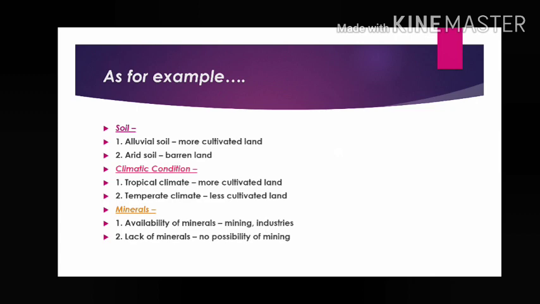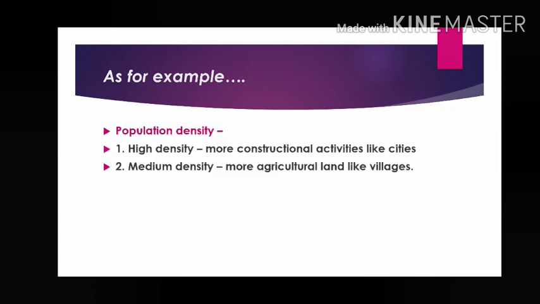Now come to the next, population density. If any place has high population density, that means what? Population is more. Which thing will be more? Crop cultivation will be more, and also the different types of constructional activities, construction of buildings, roads, railways, these are also more. Clear?